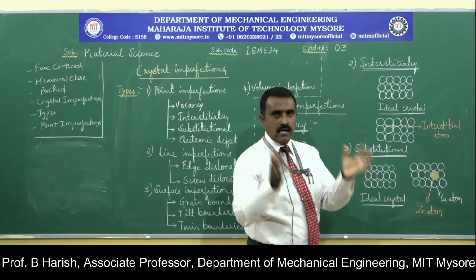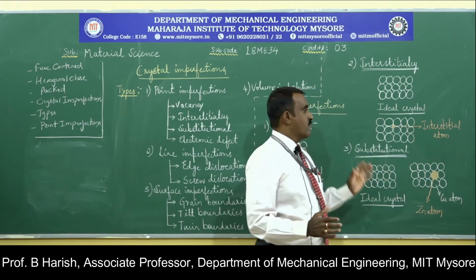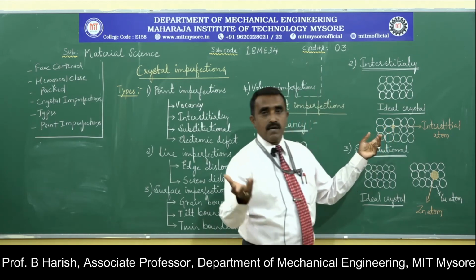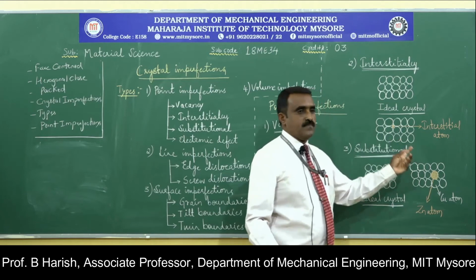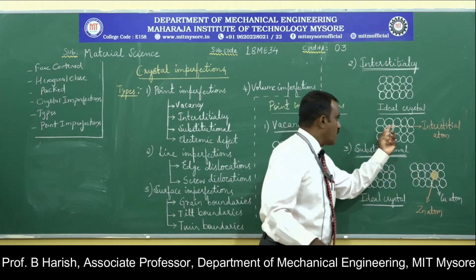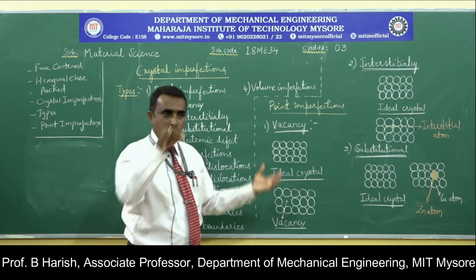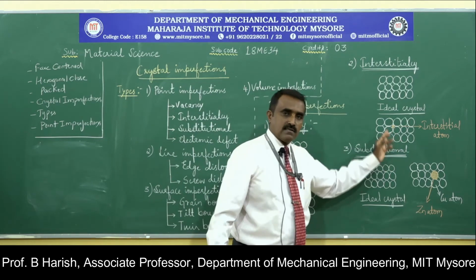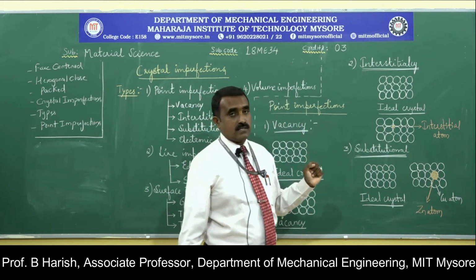So throughout the entire crystal structure there will be disturbances, due to which imperfection is seen. That is called an interstitial. This is called an interstitial atom. It may be a foreign atom that is trying to occupy the interstitial space. But once again it is occupying a particular point. That's why it comes under point imperfections. At a particular point or location the defect is seen, hence it comes under point imperfections.